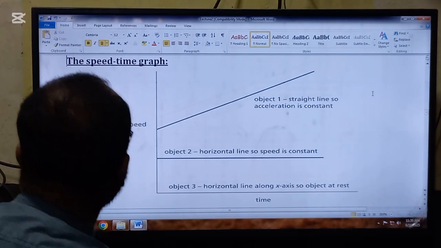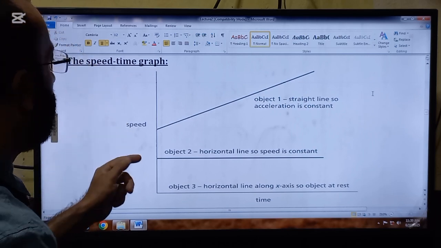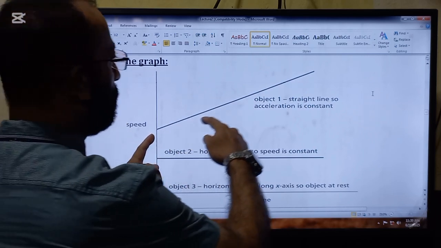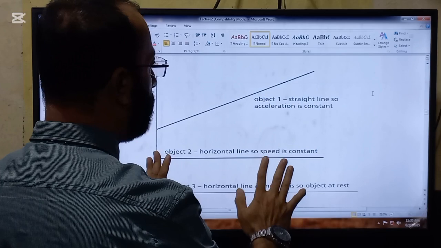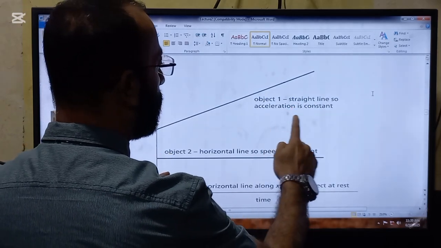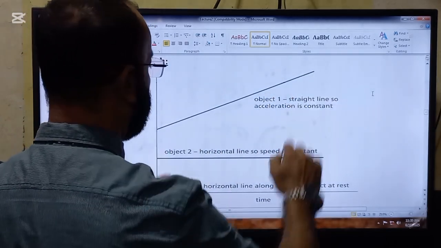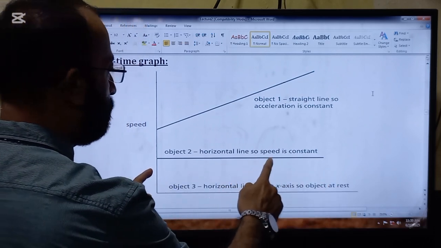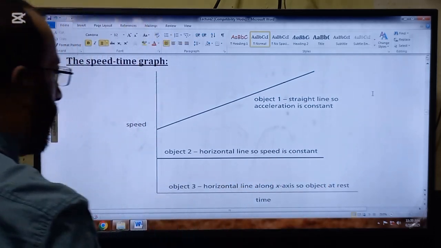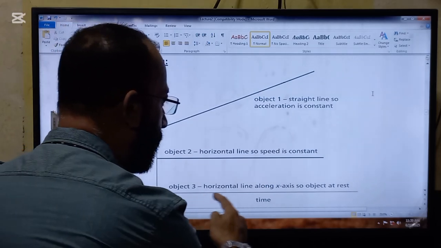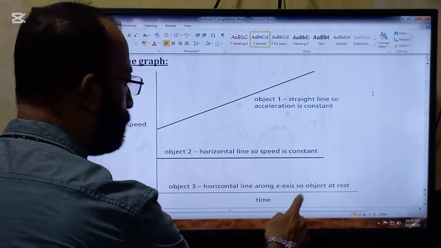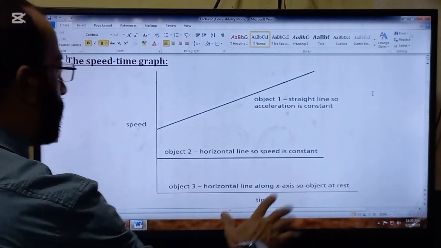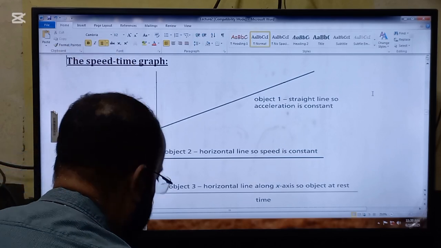Okay, next is the speed time graph. If the graph is of this form, it will show a straight line, so the acceleration is constant. If the graph is of this form, in this case, the speed will be constant. And if the graph is a horizontal line, the object is at rest.